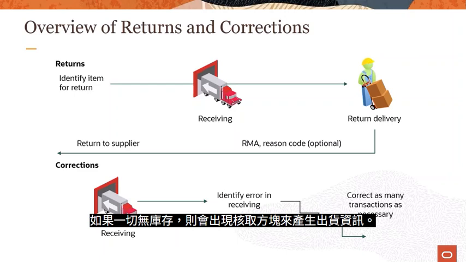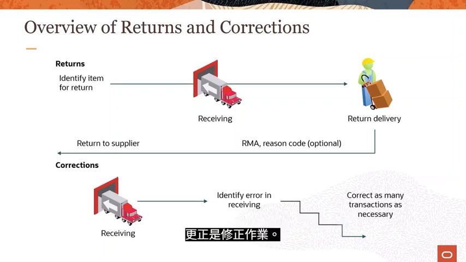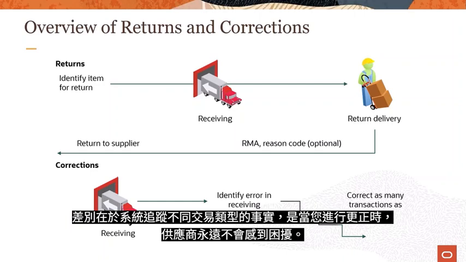Correction is fixing an oops. So somebody brought something in on the wrong line against the wrong PO. And the big difference, besides the fact that the system handles the different types of transaction differently, is when you do a correction, your supplier never gets dinged. With a return, you've got to go in and update the date that it's going to come back. And for your supplier performance, they may get dinged. What I mean by dinged is that they sent something that was not what you expected or not up to snuff, whatever the case might be.